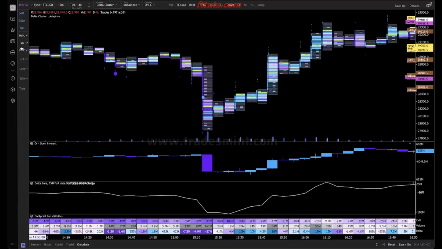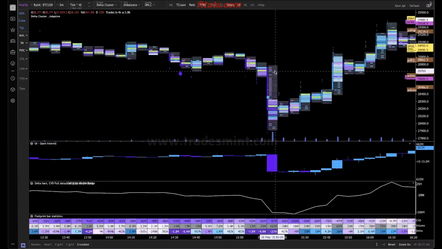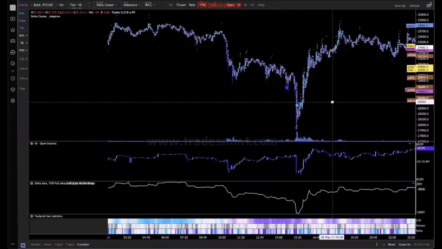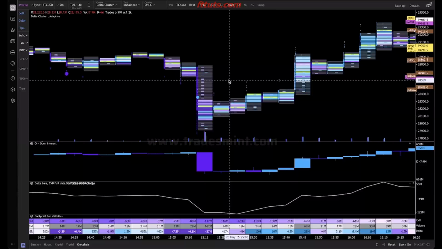So you want all of these enabled. If you don't have them, just import a template or enable these. So open interest, FPBS most importantly, and then I like to have the value area enabled as well, and also direct bubbles to see if there are any liquidations, and most of the time there are.